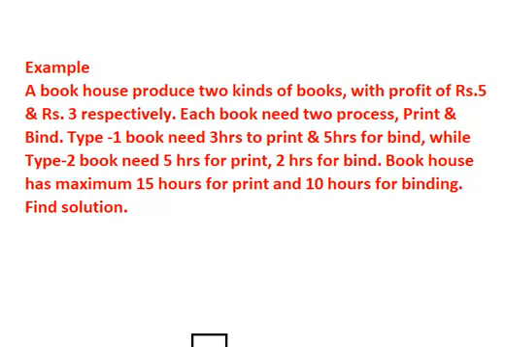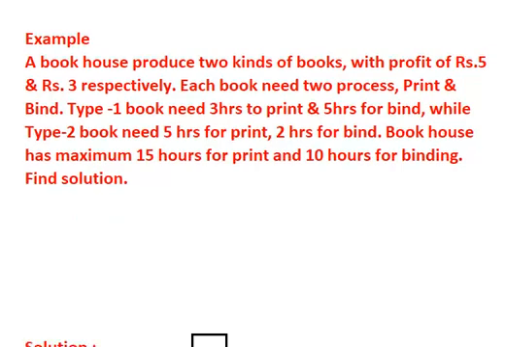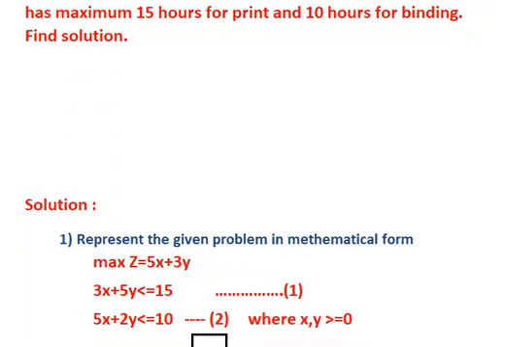Let's get into the first step, that is, we need to set it up as a mathematical equation. So let us represent it. This is how it looks. We have a maximization problem. Mathematically, this can be shown as maximization of Z, that is, 5 rupees on the type 1 book and 3 rupees on the type 2 book. So we can say that maximum Z is equal to 5x plus 3y, where we have two constraints.